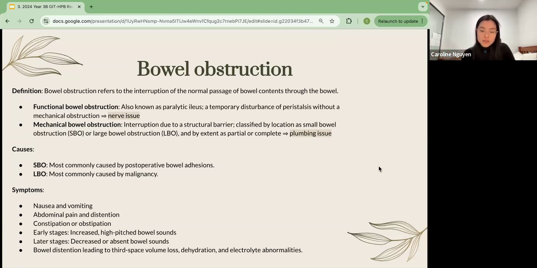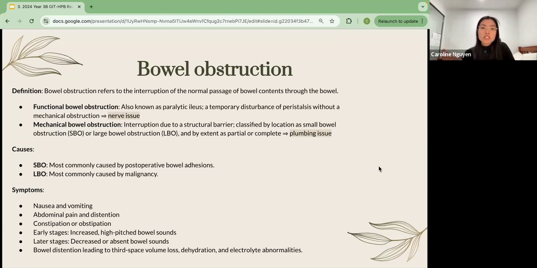The causes of SBO, or small bowel obstructions, are most likely post-operative bowel adhesions. The causes of large bowel obstructions are things like colorectal cancer and colon cancer. The symptoms: nausea and vomiting because you've got blockages. When people continue to eat, they will feel sick and then vomit that food out. Abdominal pain and distension: if you've got a small bowel obstruction and you continue to eat, you're going to get a distended abdomen.